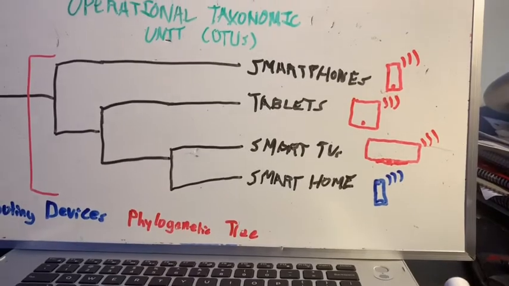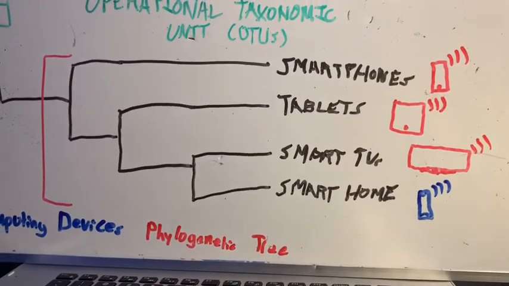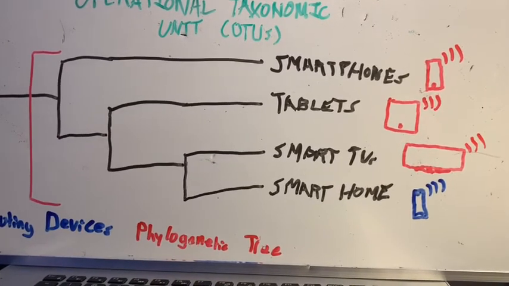As well as this OTU, their computing power is minimal compared to the other four species, but they are all grouped together based on their similarities.